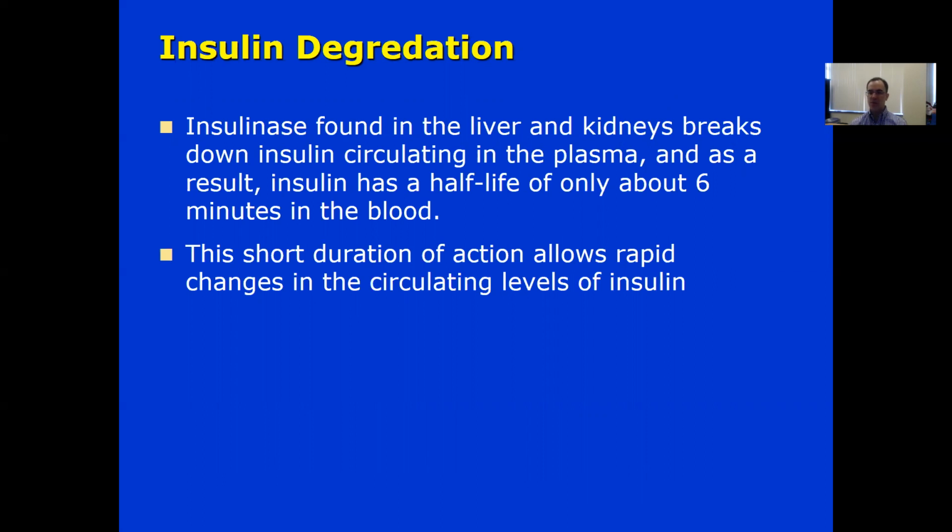Well, why is this 6 minutes important? Well, this short duration of action by insulin allows for rapid changes in the circulating levels of insulin, and therefore the control of blood sugar. If insulin lasted a very long time in the blood, glucose levels would drop too much, and therefore people would go into a coma, or even worse. So this short half-life allows the body to control the blood sugar more fine-tunedly than if the half-life of insulin was much longer.